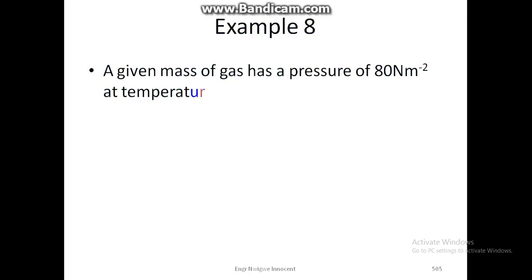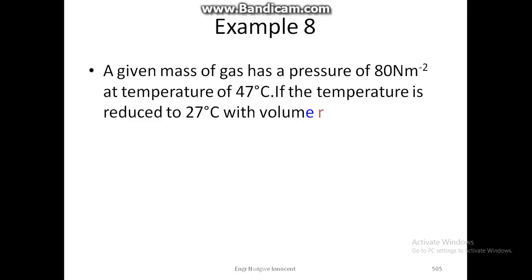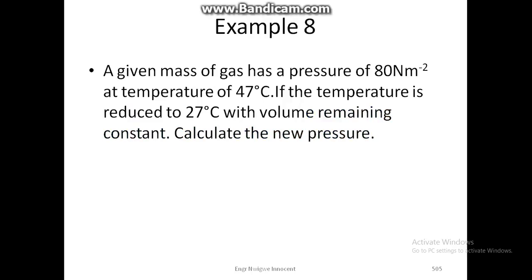Example 8. A given mass of gas has a pressure of 80 Newtons per meter squared at a temperature of 47 degrees Celsius. If the temperature is reduced to 27 degrees Celsius with volume remaining constant, calculate the new pressure.